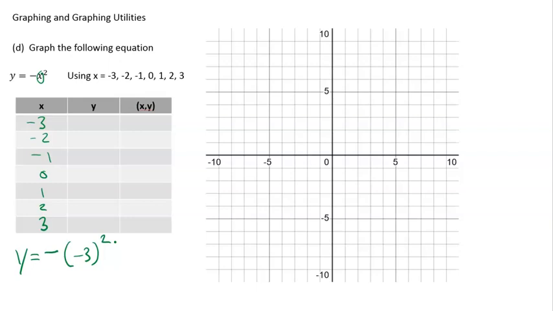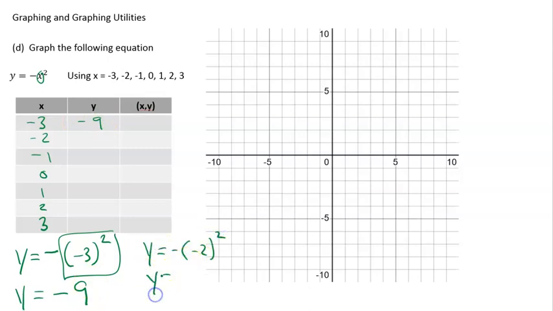Order of operations says I have to handle this exponent first. Do these two negatives cancel out? They do not, because you have to handle this exponent part first. So that's going to be y equals negative, and then negative 3 times negative 3 is positive 9. So this negative came from the front, and then that's 9. So that answer is negative 9. We do this again, that's going to be negative of a negative 2 squared. The same thing happens. The original negative comes down.